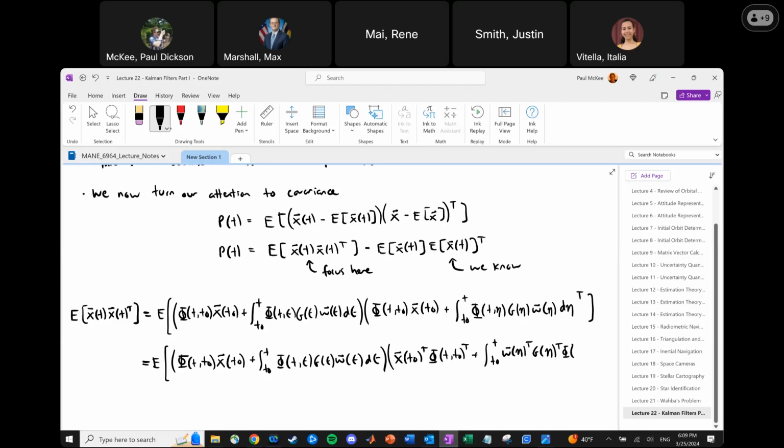Okay, so now this becomes omega of eta transpose, g of eta transpose, phi from eta to t transpose, and then d eta, right? Because this is a scalar, so it doesn't matter that that goes at the end. Everything else is a vector in there. And then this ends in parentheses and then a bracket. There we go. Just barely all fits on one line.